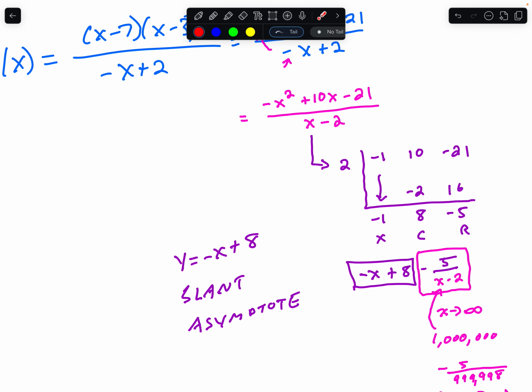And now, once we calculate our synthetic division, this is going to be our factor. And now what happens here, this remainder term becomes irrelevant because as we put very, very large numbers in here, this really just gets close to 0, right? So what's left over is the equation of our slant asymptote, okay?